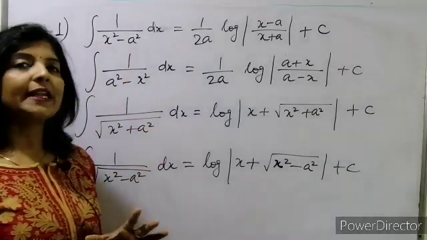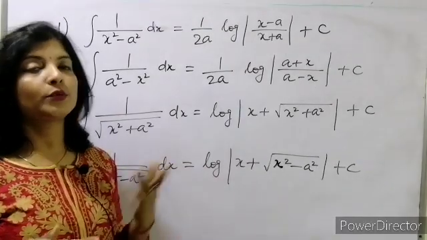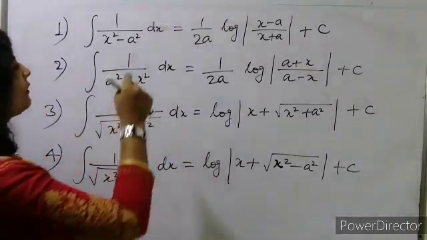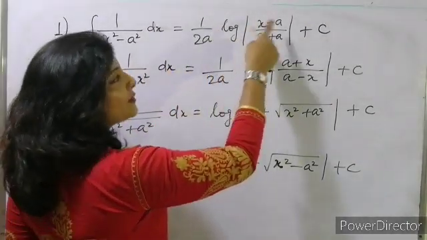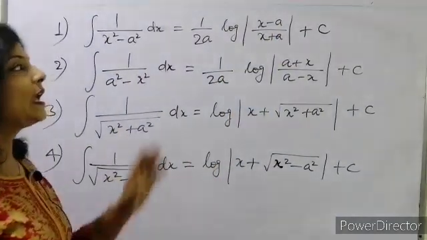Always remember: 1 upon 2a into log of x square minus a square. And x square minus a square is x minus a into x plus a. So what value will we write? Log of x minus a divided by x plus a, plus c.